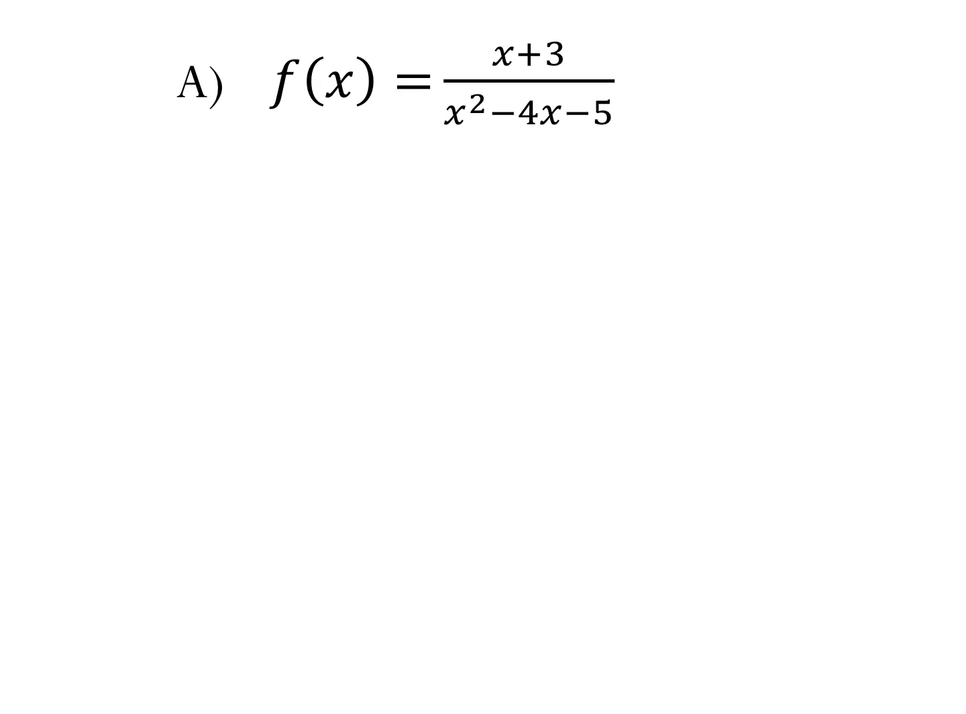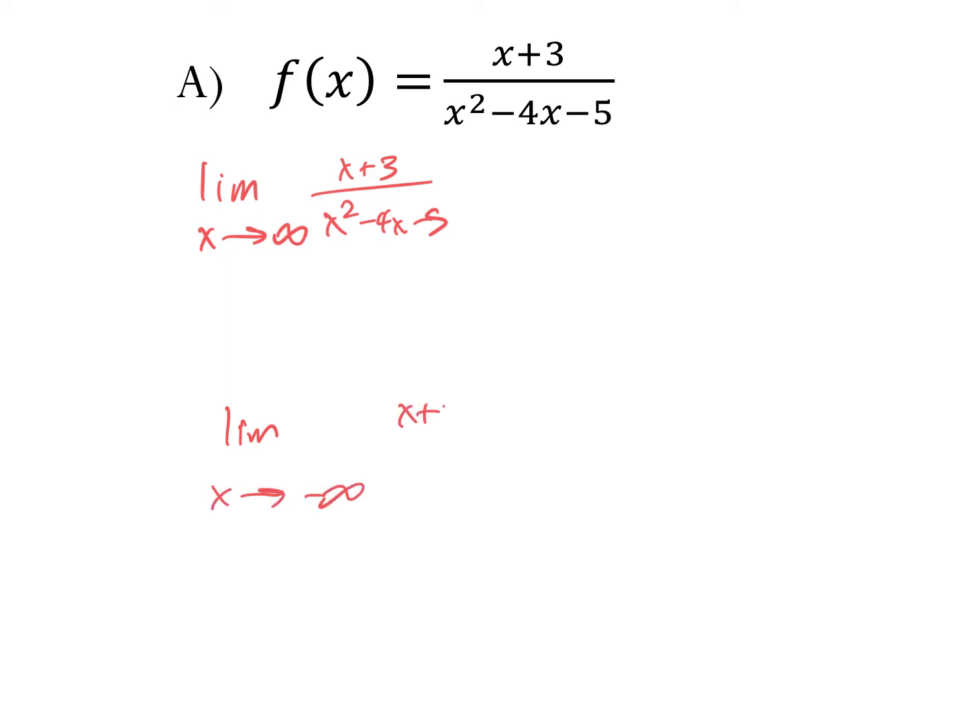The first thing I might try to do is factor this. If I ask you what the horizontal asymptotes are, what you need to do is take the limit as x approaches infinity of x plus 3 over x squared minus 4x minus 5, and then the limit as x approaches negative infinity of x plus 3 over x squared minus 4x plus 5. And by plus 5, I meant minus 5.